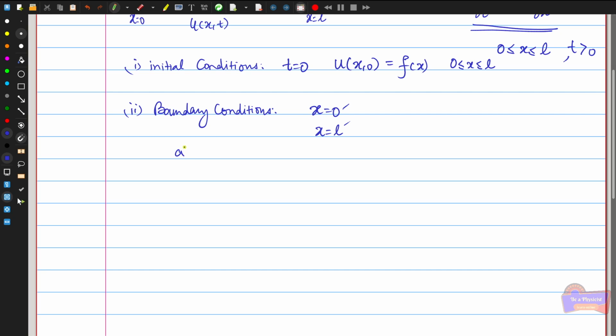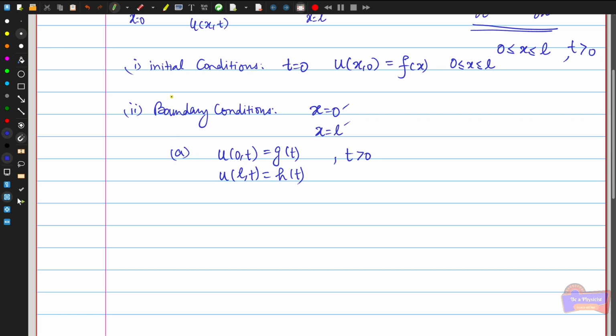You can give these boundary conditions in two different types. One is that the temperature at the end of the bar can be prescribed by u of 0 comma t equals some g of t. That means at x equal to 0, u of 0 comma t equals g of t. Similarly, u of L comma t equals some h of t. These are the two boundary conditions, given for t greater than 0.